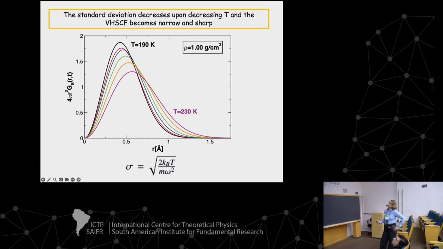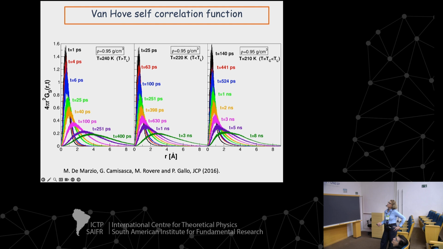And this is an extra analysis of the Van Hove self-correlation function as a function of t, still looking at the cage, and this is related to the standard deviation, but let's skip it.